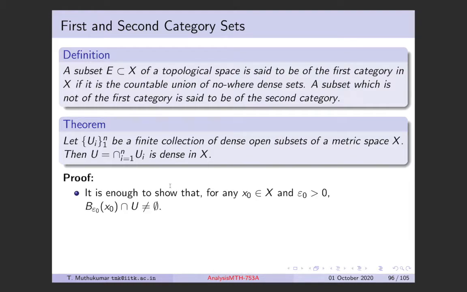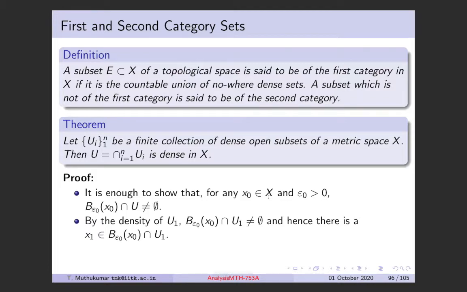So first of all, to show that this U is dense in X, it is enough to show that for any x naught and for any epsilon naught, if you take a ball of radius epsilon naught around x naught, that should intersect U. Density means that, right? So this should intersect for any choice of epsilon naught and x naught in X. So we need to show that. So you start with an x naught and an epsilon naught. Now since U1 is dense, this B epsilon naught x naught intersection U1 is not empty. This is by the density of U1.